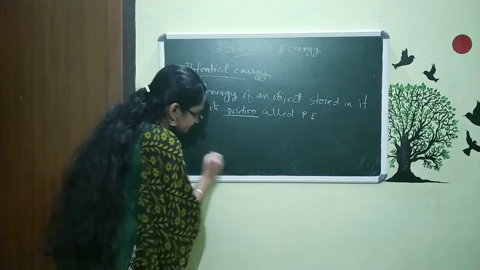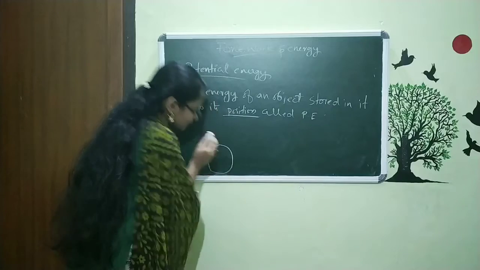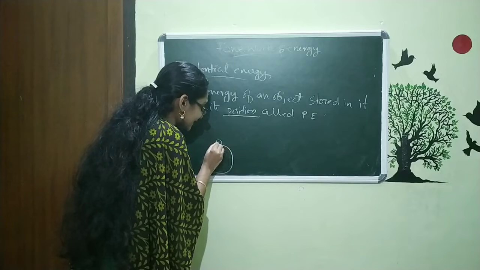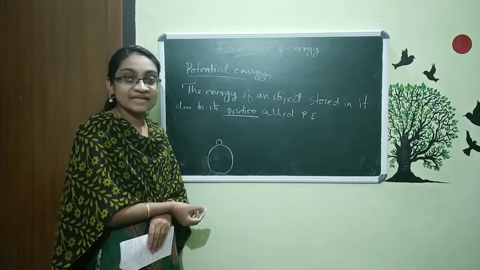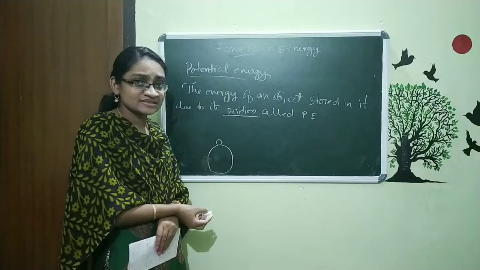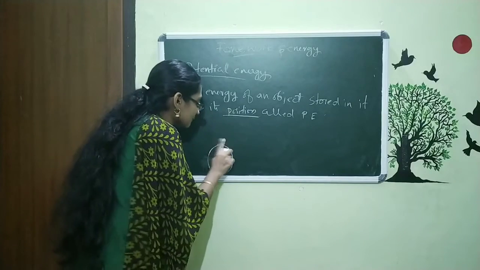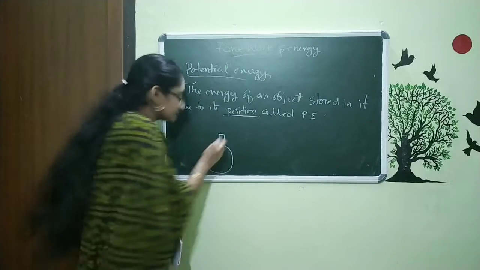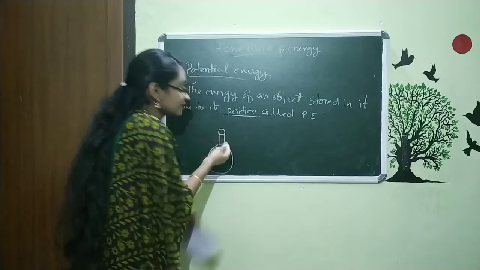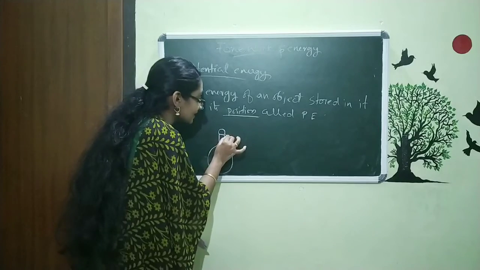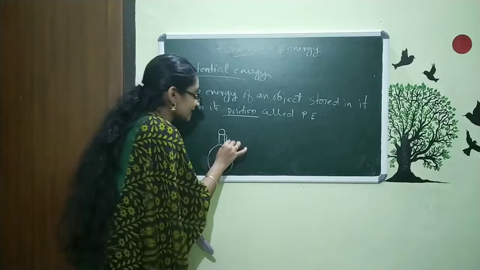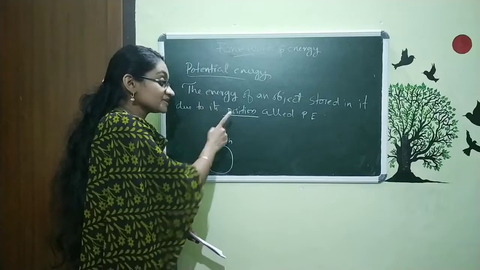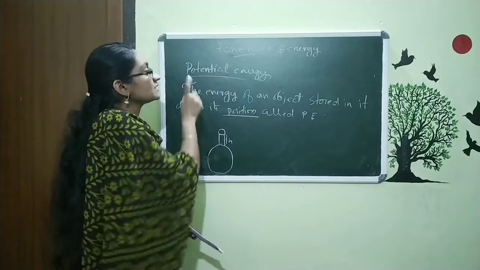For example, this is our earth, and here one object is at the surface of the earth. It has no potential energy. The reason is that it has no height. Suppose this object is on a building, at the top of the building. Then it has a position change, or it has a height. So we can say now the object has a position and because of that, potential energy is stored.